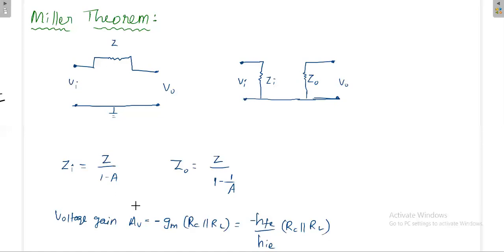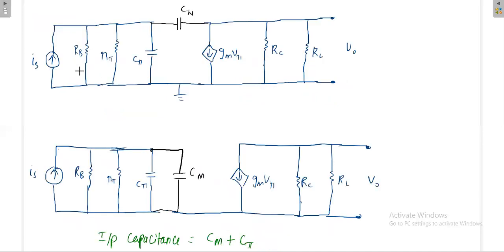Now, what is the voltage gain? The voltage gain of a BJT is equal to minus GM times RC parallel with RL, or otherwise, the transconductance GM can be replaced by HFE divided by HIE. Then this is the small signal model.